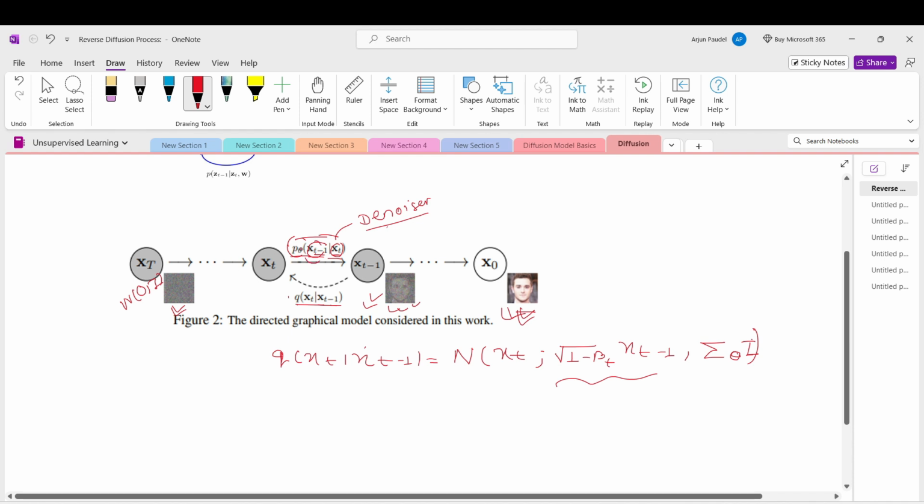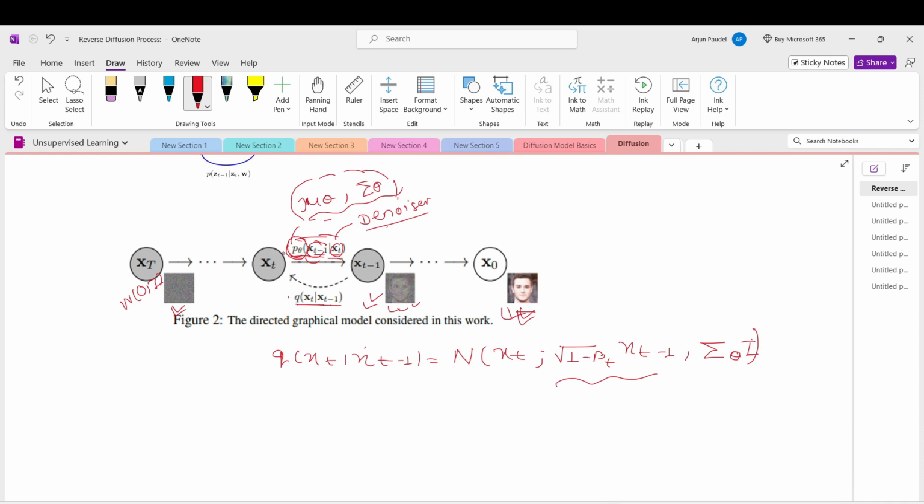This is our denoiser, or our model, which is actually a mu theta predictor, that is, a mean predictor or a variance predictor. It predicts these two quantities of the distribution.